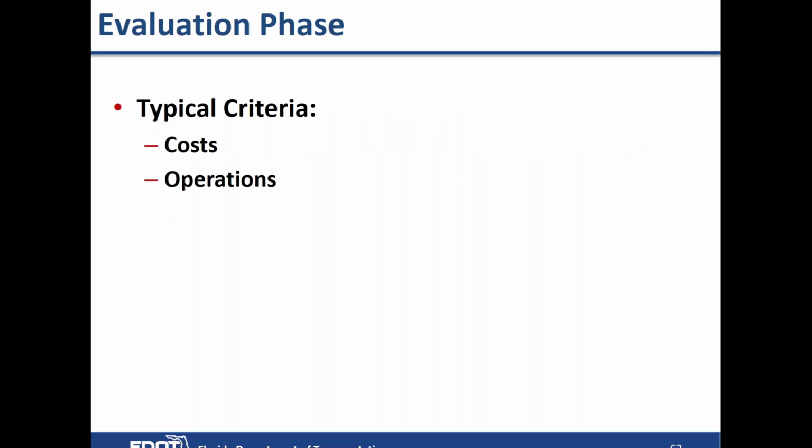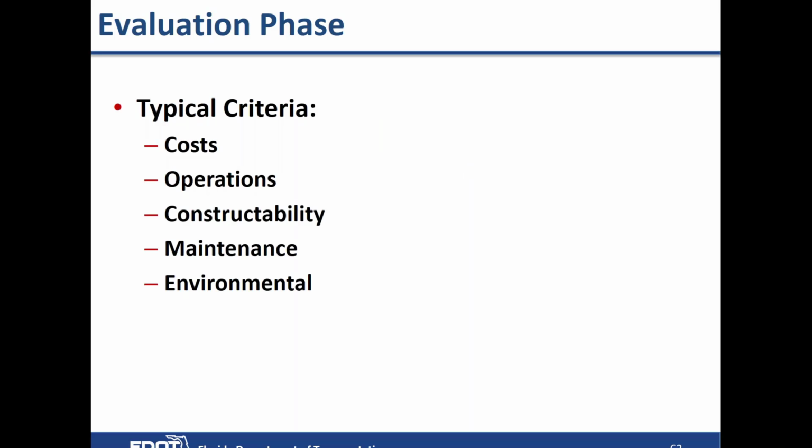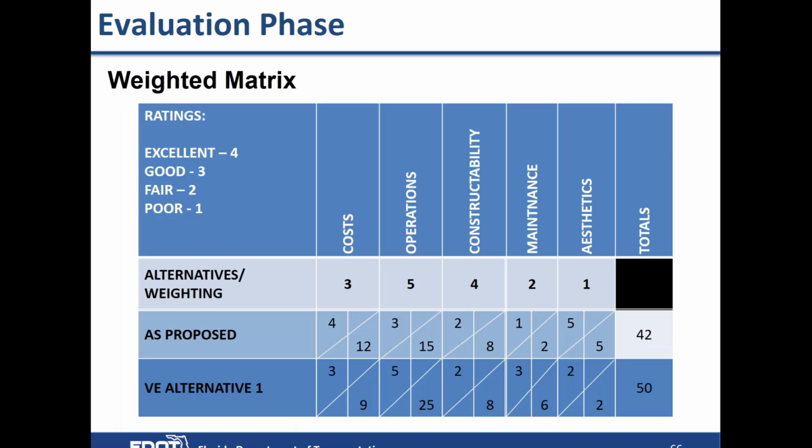And the typical criteria are costs, operations, constructability, maintenance, aesthetics. Those are probably the most popular used, and I've listed those here at the top. Those are criteria. The weightings were weighted through a pair comparison. And so the weight for operations was determined by the team as consensus as a 5, constructability a 4, and so forth and so on.